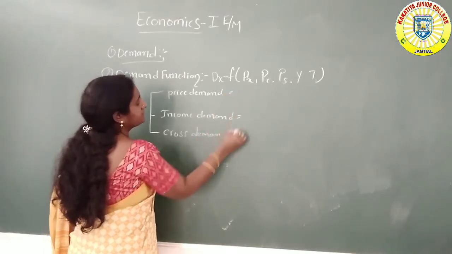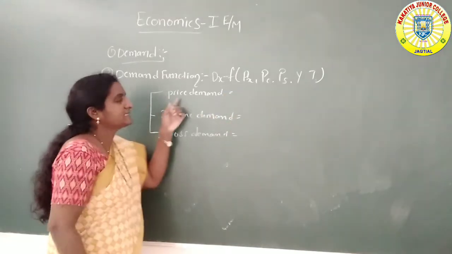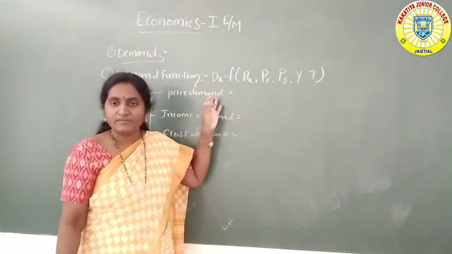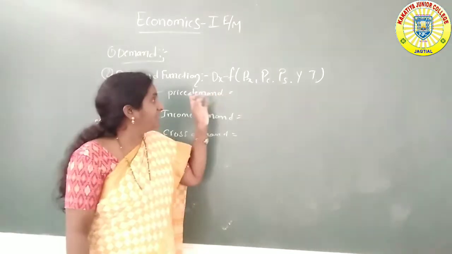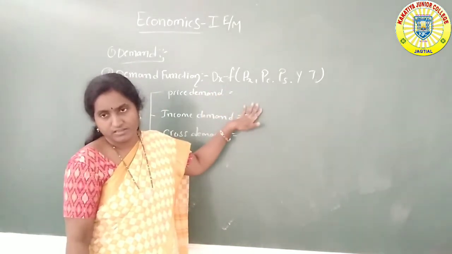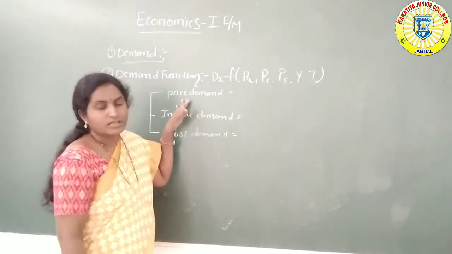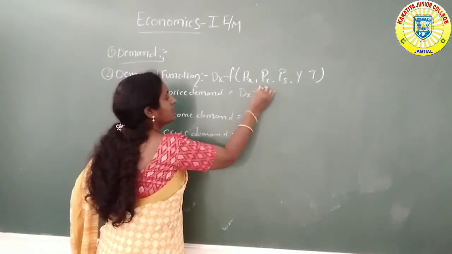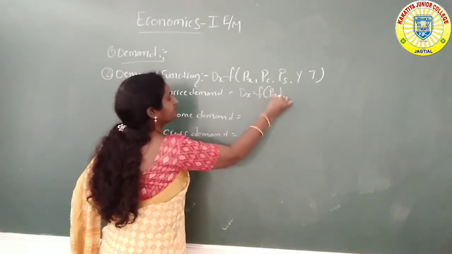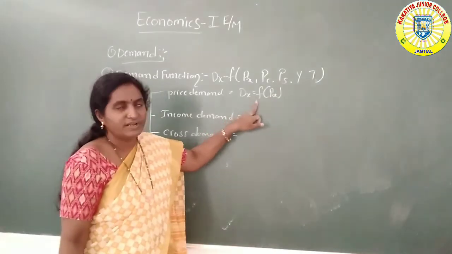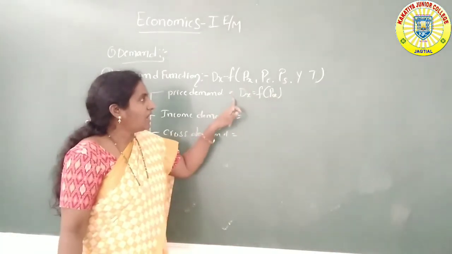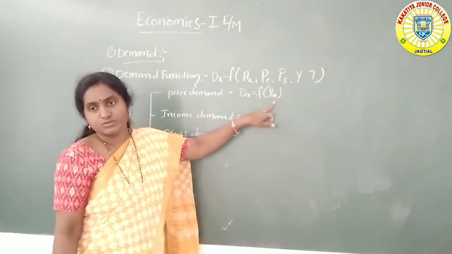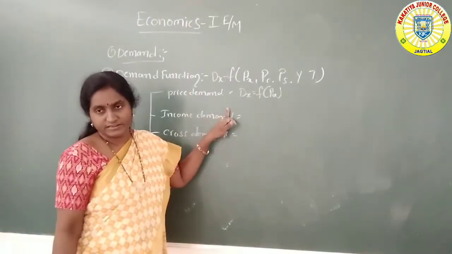Price demand. Let me discuss price demand. Price demand means the quantity demanded for different goods and services based on their price level. So price demand is written as Dx = f(Px). The functional relationship between the demand for goods and services and their price level is known as price demand.